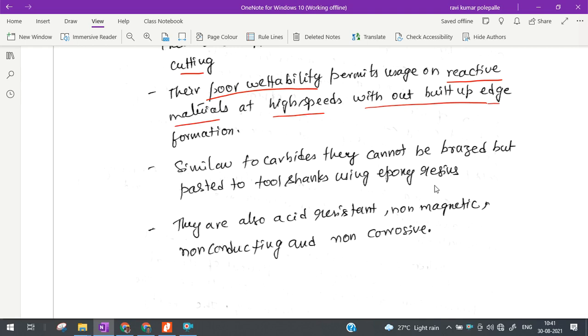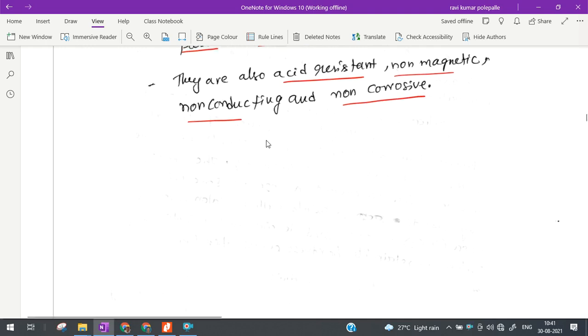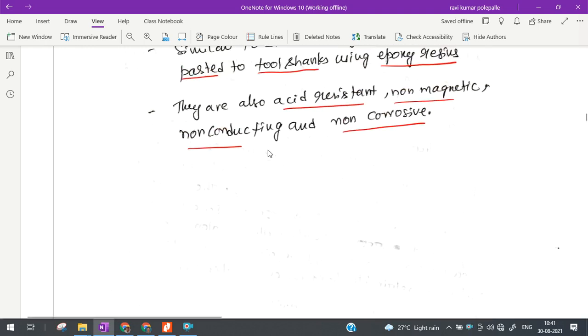Likewise, they cannot be brazed, but they can be pasted to tool shanks using epoxy resins. Next, they are also acid resistant, non-magnetic, non-conducting, and non-corrosive. Right. So these are the salient features of the ceramic cutting tools.